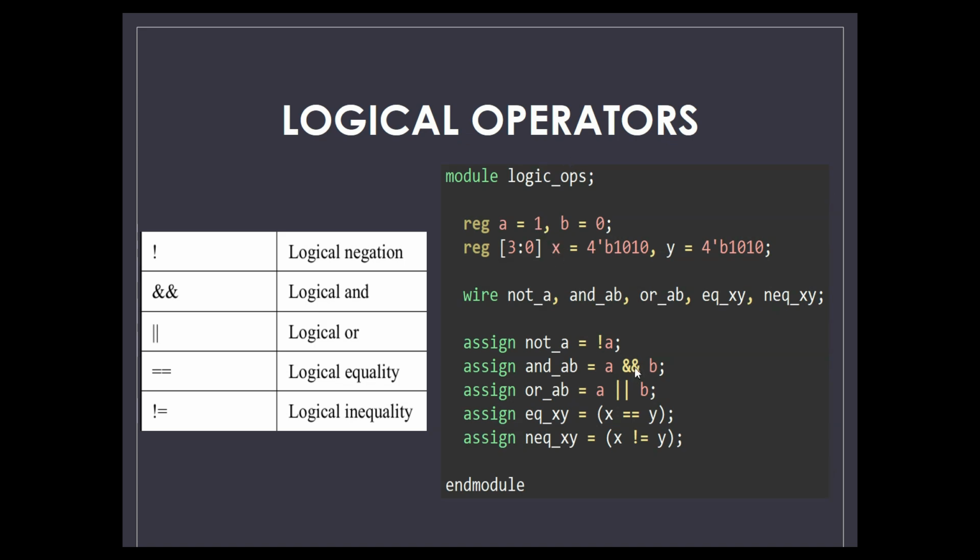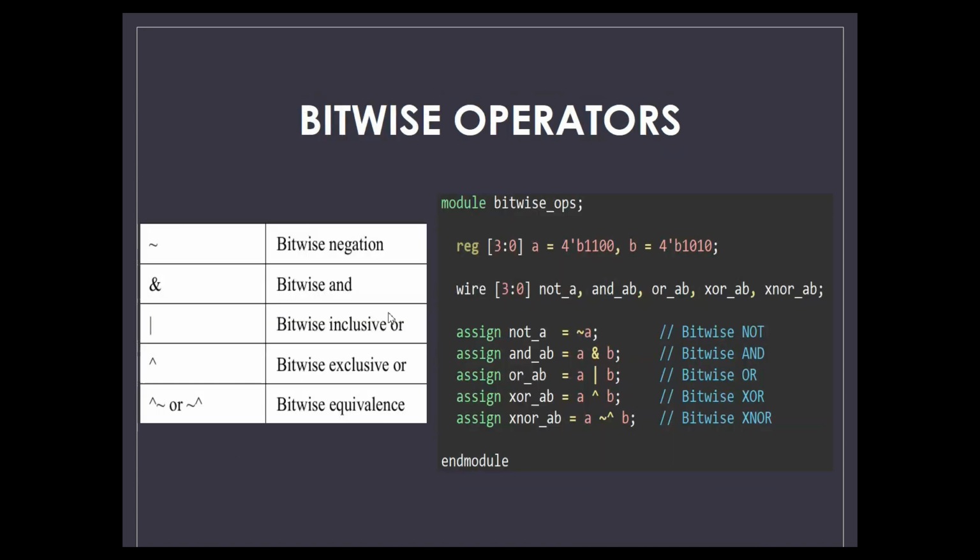If A and B were multi-bit, like if instead of A and B I took X and Y here, then any non-zero value is considered true in the logical case. So this will be 1 and this will also be 1, if I had X and Y here. But in a bitwise operator, each bit is treated separately. So in bitwise negation, what output will I have? Each bit of the variable that I am applying the negation operator on will be flipped.